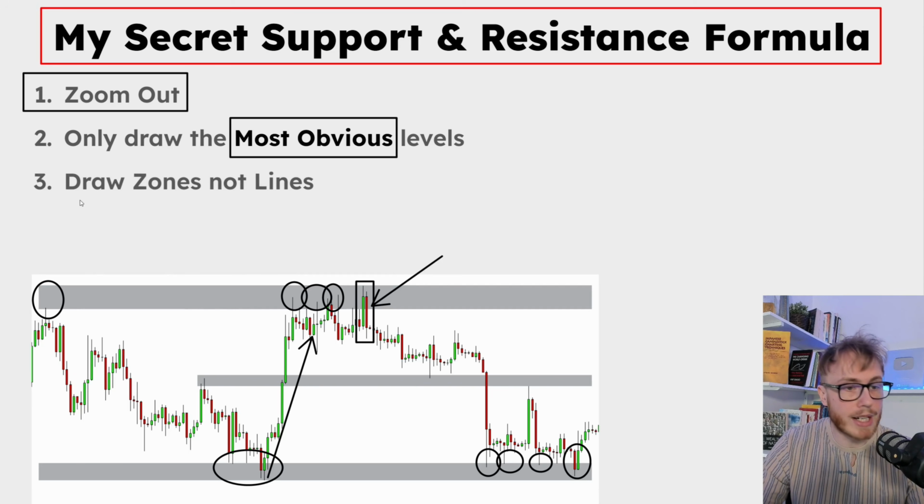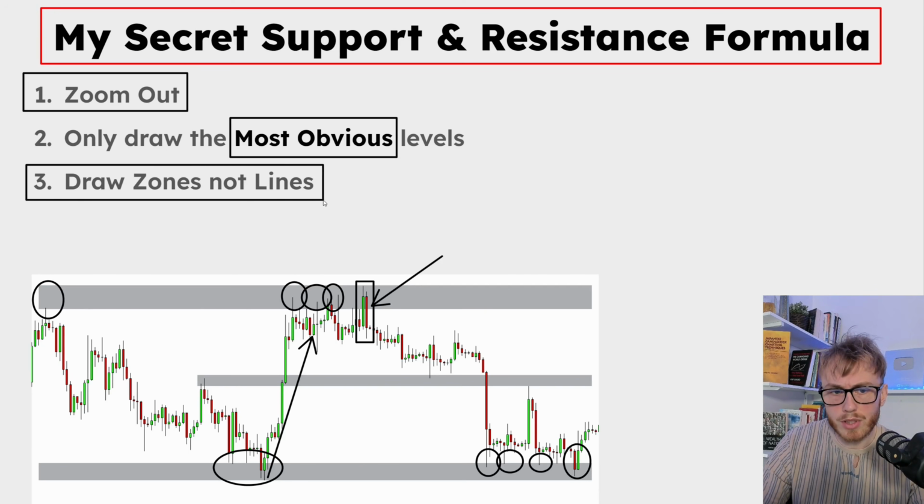The third rule here we have already talked about actually, and that is that we want to draw zones. At least in my opinion, it's preferable to draw zones and not lines. And the reason for this is that if you draw lines on your chart, it's easy to sort of think that these levels have to be perfect. And if you draw lines on the chart, you will realize that many times the price will go either a bit higher or a bit lower.